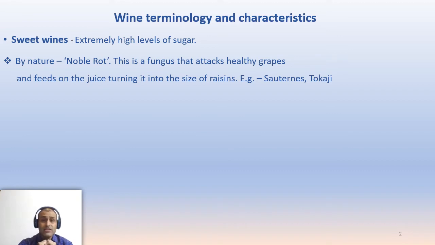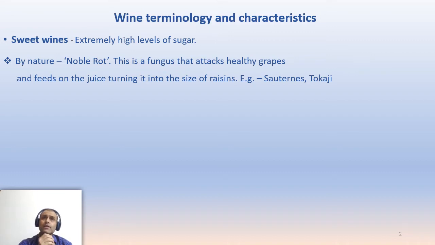There are some really great wines made this way. Sauternes in Bordeaux is an entire region dedicated to only sweet wines. Tokaj, again in Hungary, is an entire region dedicated to wines made from noble rot. And then again, there are a lot of places where this process is followed.